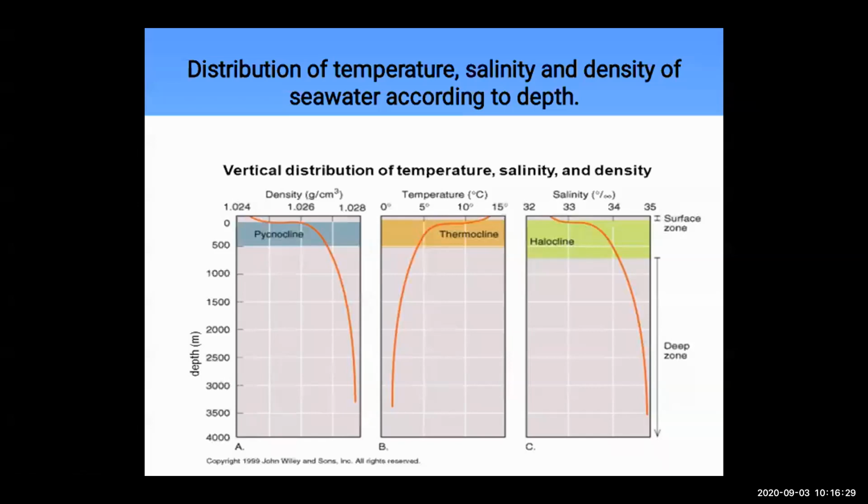even after we are in depth of the water, there is no change in temperature. The temperature is constant over there.